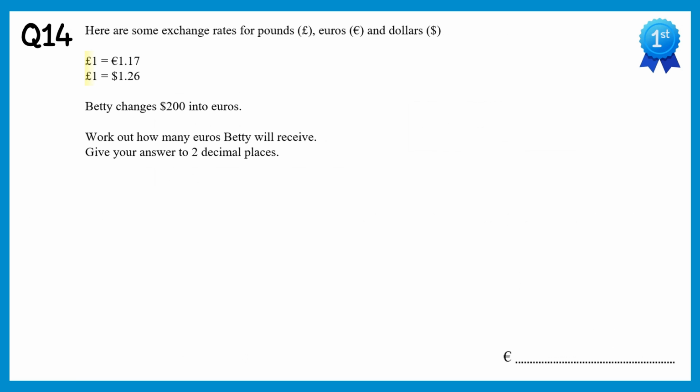In this question we have some exchange rates, and we've been asked to convert Betty's $200 into euros. Let's look at each of the exchange rates. So first of all, we've got £1 equaling 1.17 euros. This means to go from pounds to euros, you're going to multiply by 1.17. But if you want to go from euros back to pounds, you would divide by 1.17.